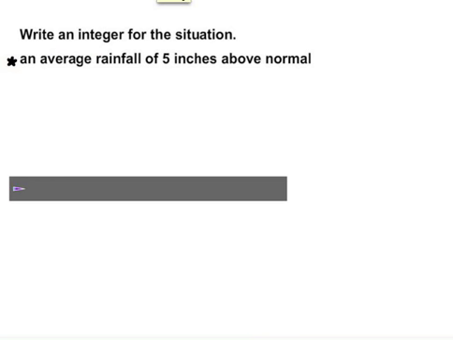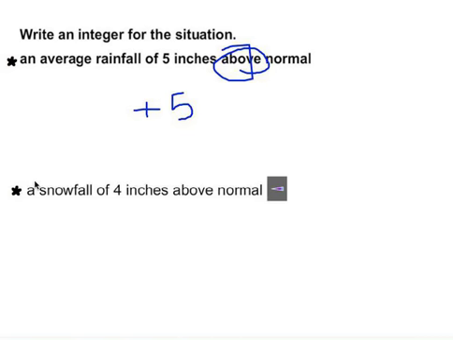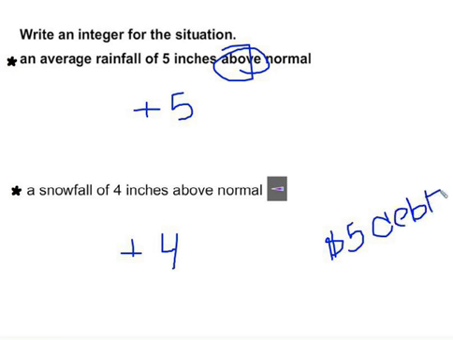So if we were to write an integer for each of these situations, an average rainfall of 5 inches above normal, we know that above is a positive movement, so that would just be positive 5. And if I were to write an integer to represent a snowfall of 4 inches above normal, that would also be positive 4. Now on the contrary, if I was asked to write an integer to show a $5 debt, that would be money that I owe, so that would be a negative integer of negative 5.